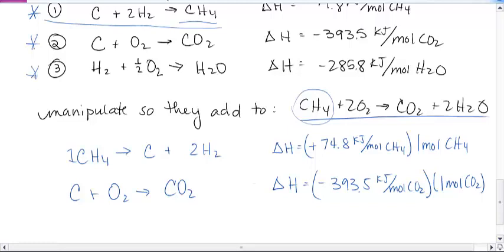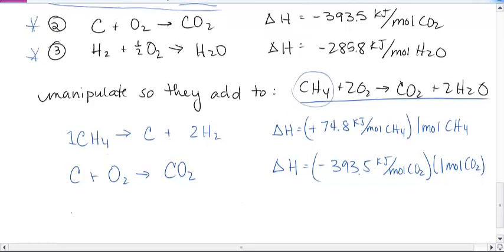All right, let's look at the third one. Do you suppose I need to flip the third one over or not? No. Why not? H2O is on the right. Water's on the correct side, and so is the oxygen, actually, right? So I don't do that. I'm just going to write it as is.